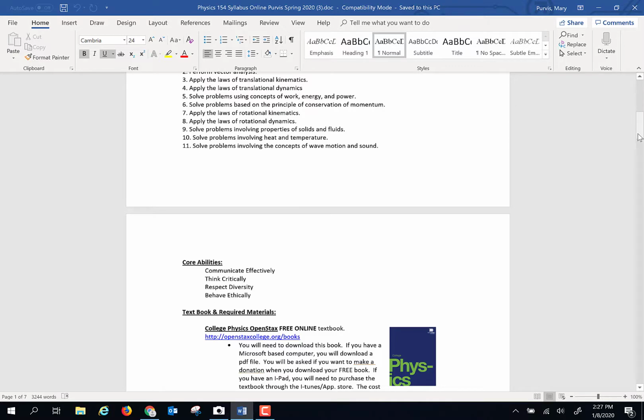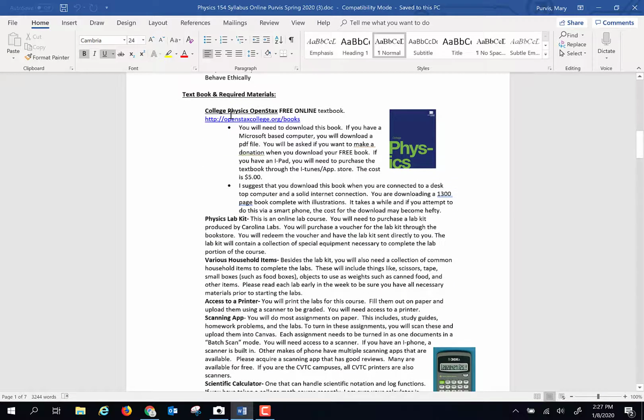In the previous video, we talked some about textbook and required materials. We need that free OpenStax textbook that you can download. The physics lab kit that you have to purchase a voucher for at the bookstore, and then you're going to order that and they'll send the box directly to you. Besides that, you're also going to need some common household items, things like tape, scissors, some small boxes, food items, canned goods. And these are things that I try and give you some examples of what you can use, common household items that you really are going to need in order to complete the labs.